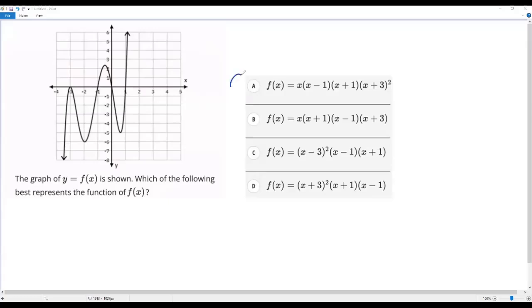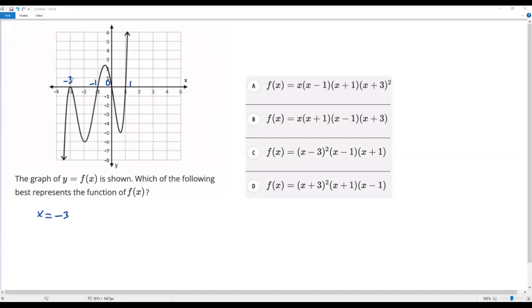When I look at the function in each option, it is in factored form. To get the function in factored form which represents the graph over here, we have to consider the x-intercepts of the graph. Here the x-intercepts are -3, -1, 0, and +1. Now let's consider the first x-intercept, that is x equals -3, over here.